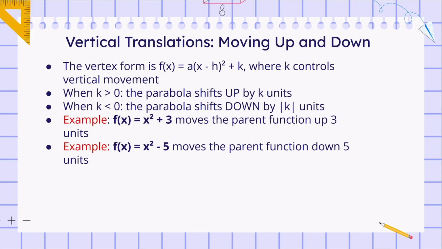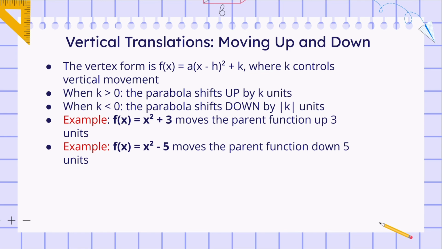Now we have translations as well, which means that your graph won't get stretched or compressed vertically, but it'll move up and down along the y-axis. Again, pertaining to the general transformation algorithm, a(x - h)² + k, the k is what's going to decide whether the graph goes up or down. When the k is greater than 0, your parabola is going to shift up by however many units that is. When the k is less than 0, your parabola is going to shift down by whatever value of k that is.